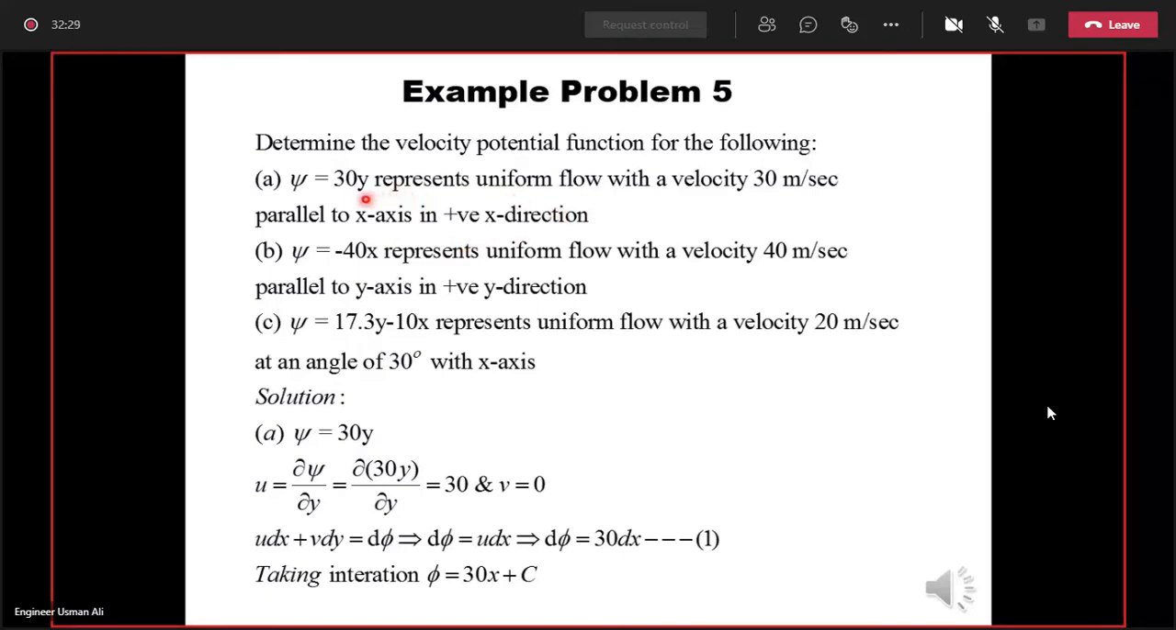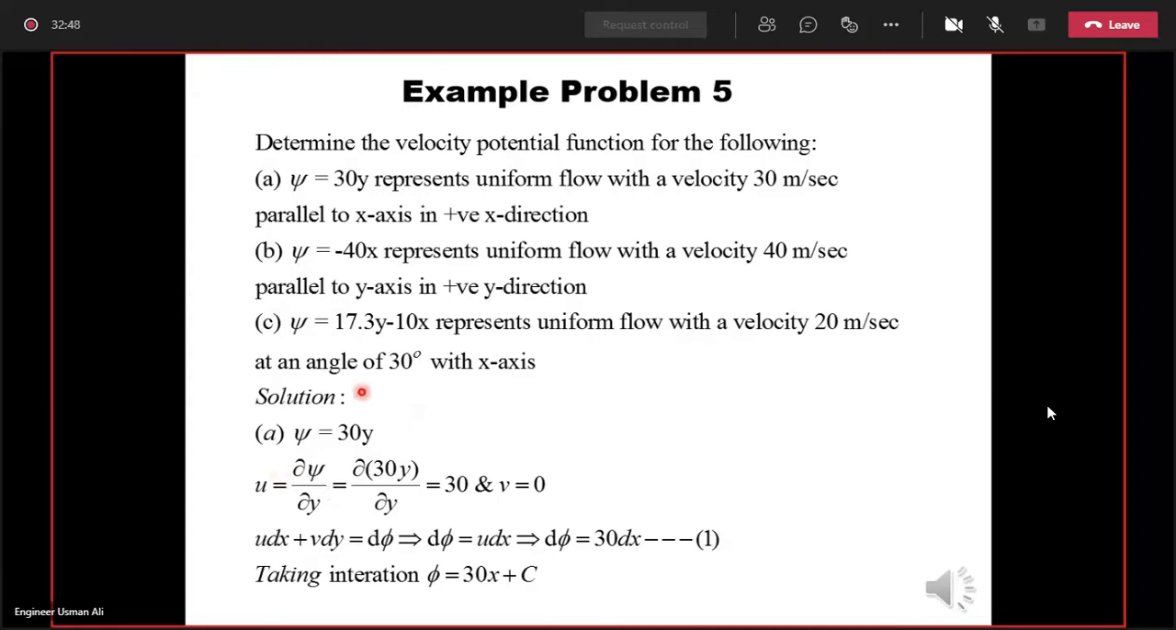तो ये शो कर रहा है कि ये एक फ्लो फील्ड है जिसमें जो वेलोसिटी है वो 30 मीटर पर सेकंड है और ये वेलोसिटी अलोंग पॉजिटिव एक्स एक्सिस है. इसका मतलब है it is a unidirectional flow field. इसमें जो वर्टिकल कंपोनेंट है वेलोसिटी का वो नहीं है, यानी कि v इसमें 0 है और सिर्फ u इसमें एग्जिस्ट कर रहा है.